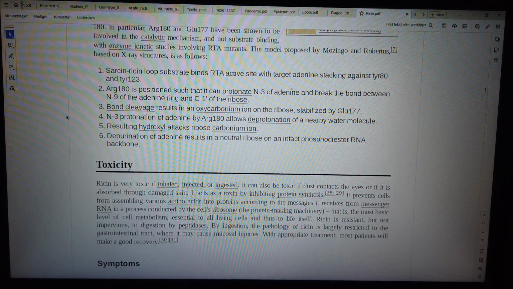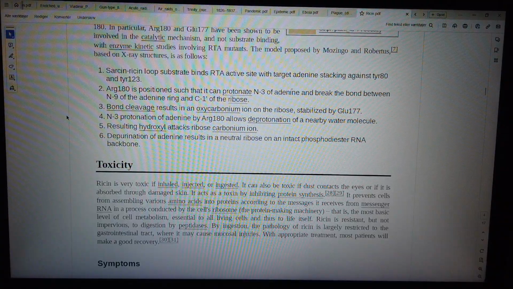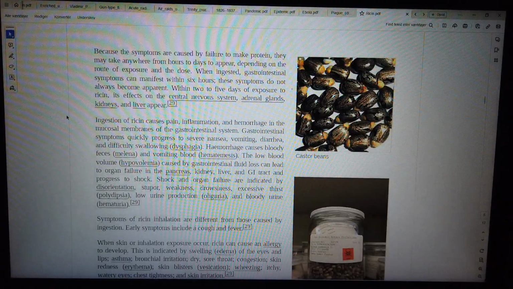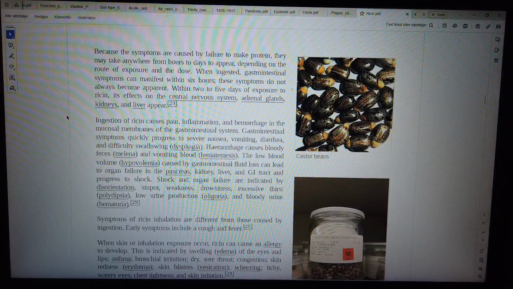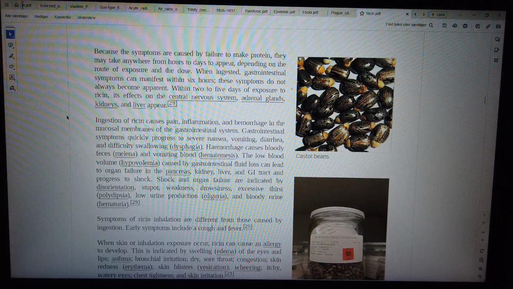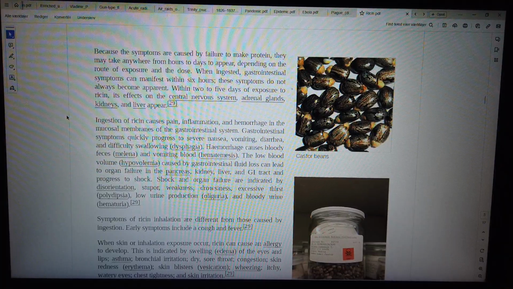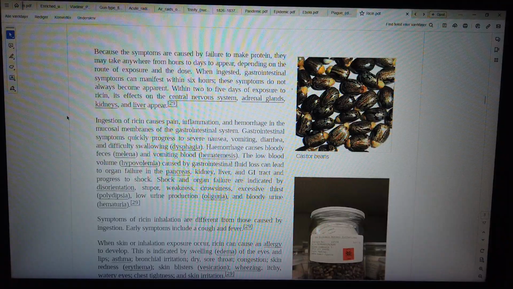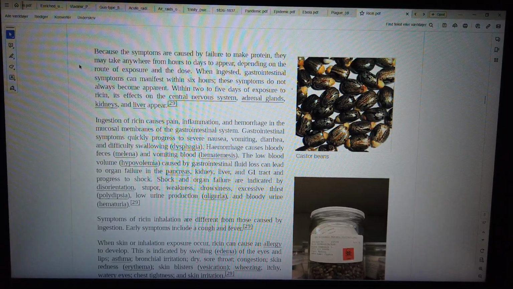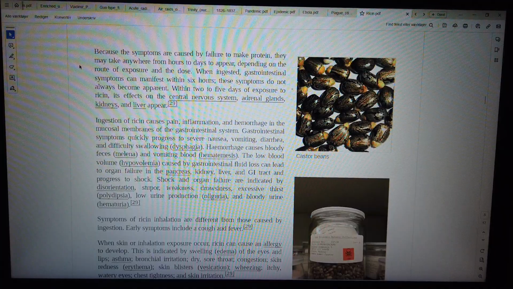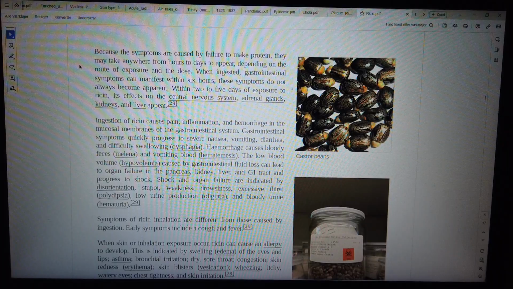Symptoms. Castor beans, castor oil seeds in the Royal Botanic Gardens, Kew Economic Botany Collection. Because the symptoms are caused by failure to make protein, they may take anywhere from hours to days to appear, depending on the route of exposure and the dose. When ingested, gastrointestinal symptoms can manifest within 6 hours.